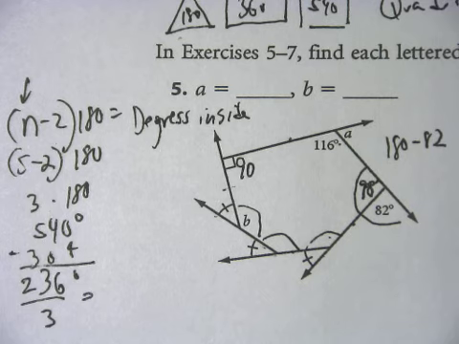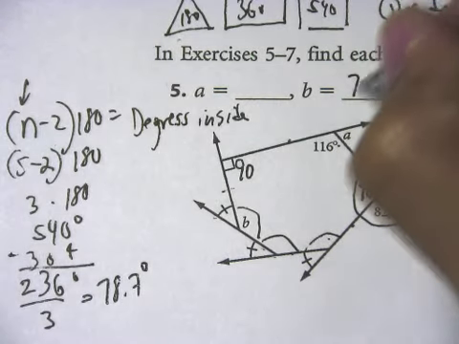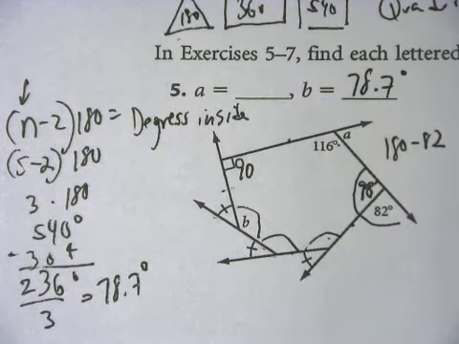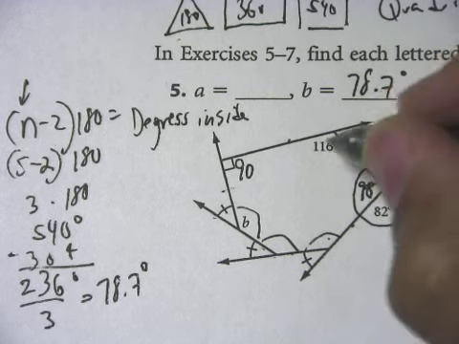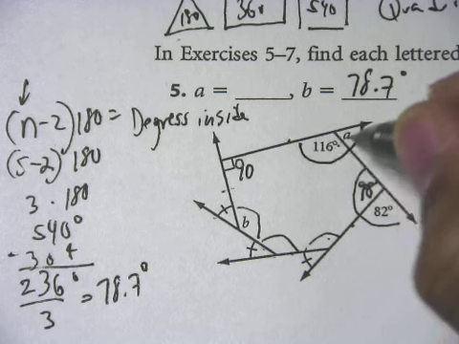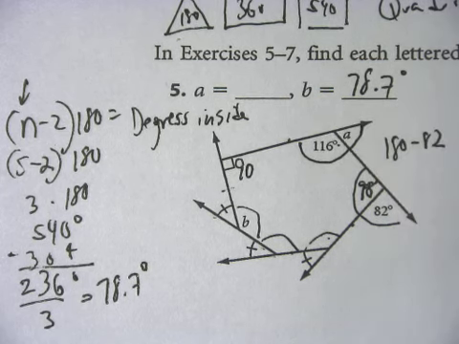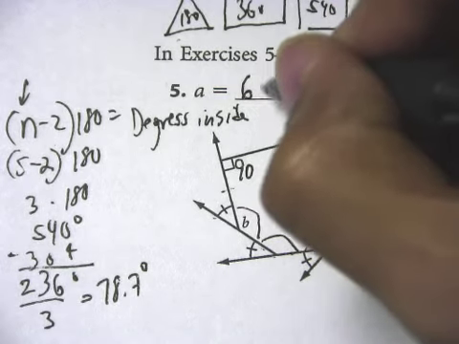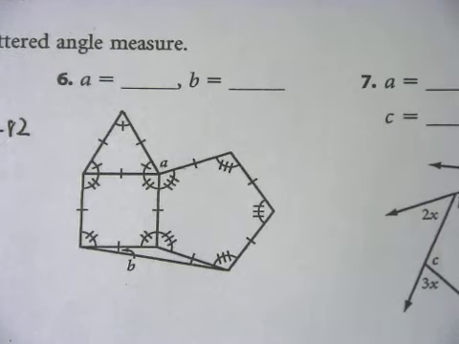So 236 divided by 3 is going to give me 78.7 degrees. So B is 78.7 degrees. And finally, A is pretty easy to find because I know that these are also a linear pair. And these two together should equal 180. So all I have to do is 180 minus 116, which is going to give me 64 degrees.